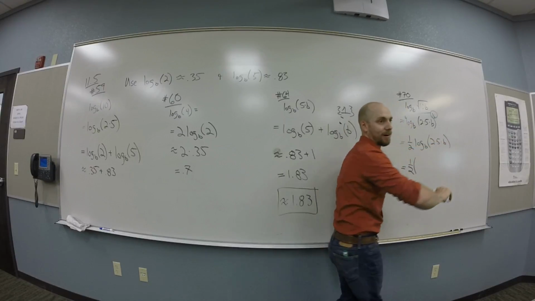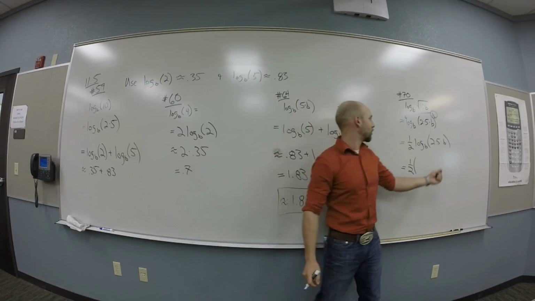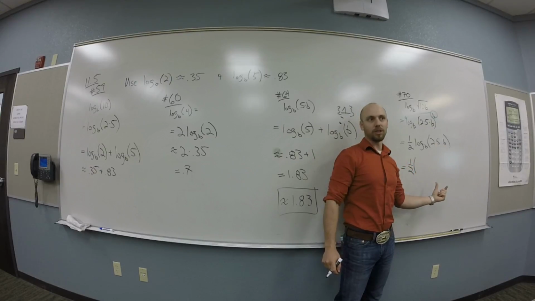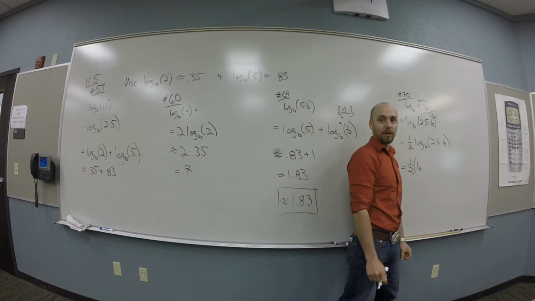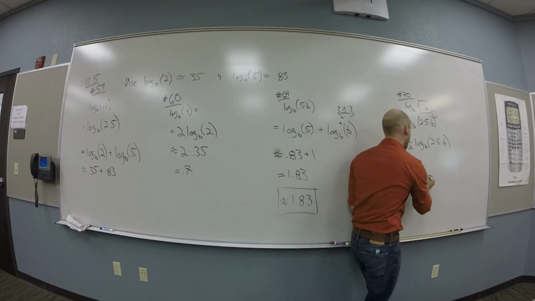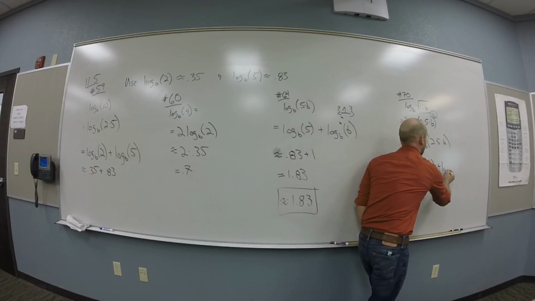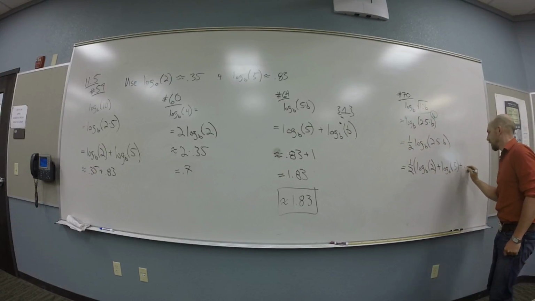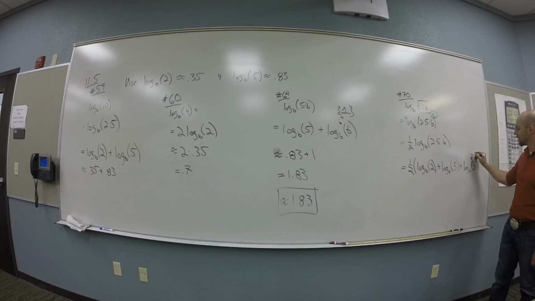So I've got a half, and then this thing here is, well, what operation do I have on the inside? Multiplication, so I can turn that into addition on the outside. So my log base b of 2 times 5 times b turns into log base b of 2 plus log base b of 5 plus log base b of b. And this piece I know is 1.